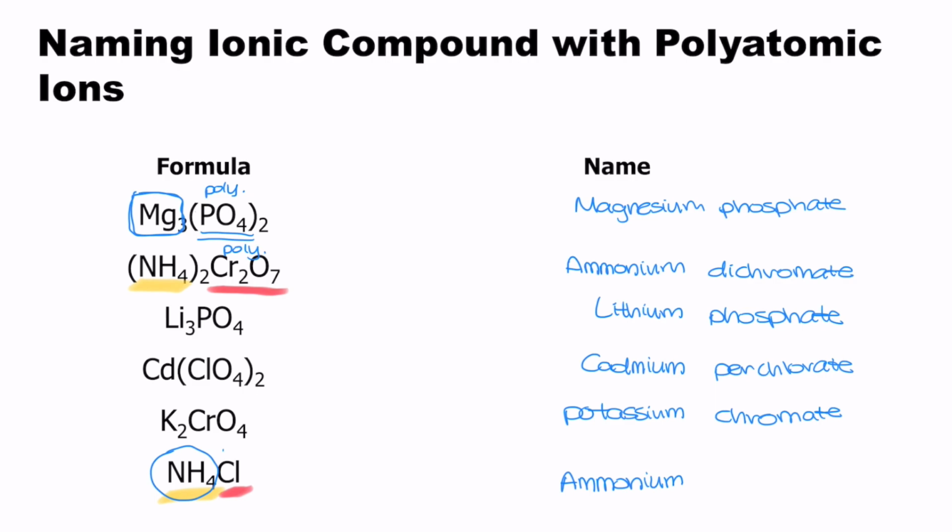This is not a polyatomic ion anymore. This is now a monatomic ion. So remember, for monatomic ions, we have to change the name. For chlorine, we take the first syllable, chlor, and then change it to chloride. So this would be ammonium chloride. Just keep in mind, if you're ending with a monatomic anion, change the ending to an IDE ending.